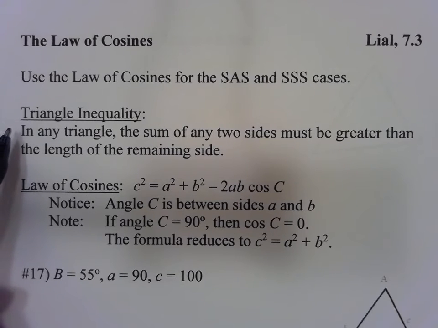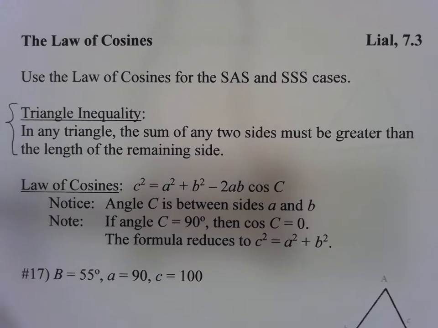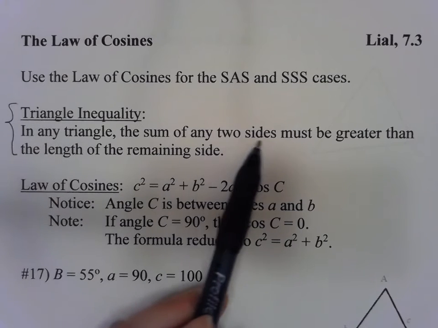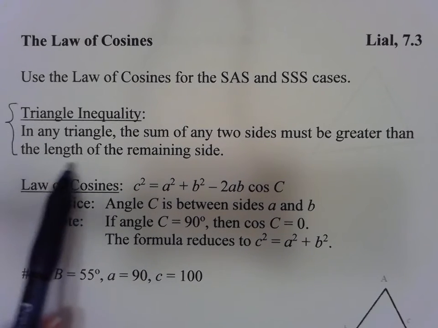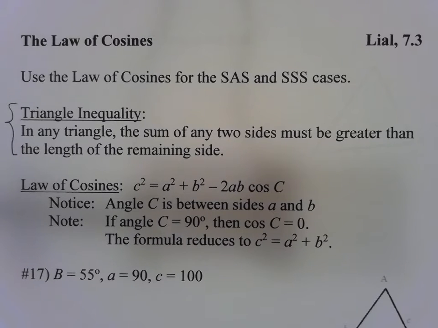Okay, and this was in the beginning of this section as well. It gets called the triangle inequality. It says, in any triangle, the sum of any two sides must be greater than the length of the remaining side. So that's another thing that we could check and make sure that we've got a legitimate answer: lengths and angles that would actually generate a triangle.